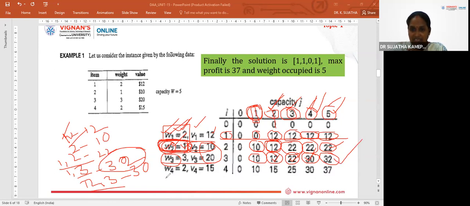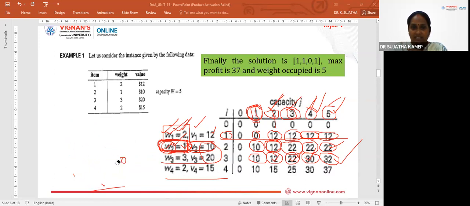Now, here, if you see the fourth object, which can be placed here? Let us see. In the first one, it has a capacity 1. So I can place only the second object. That's why 10 is placed. And coming to the 2 capacity, here I can place the first object, which gives a profit of 12. I can place the second object, which gives a profit of 10. I can place the fourth object, which gives a profit of 15. Since this gives the maximum profit, here I am selecting only the fourth object, right?